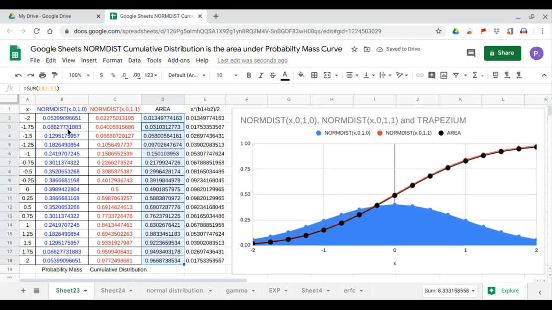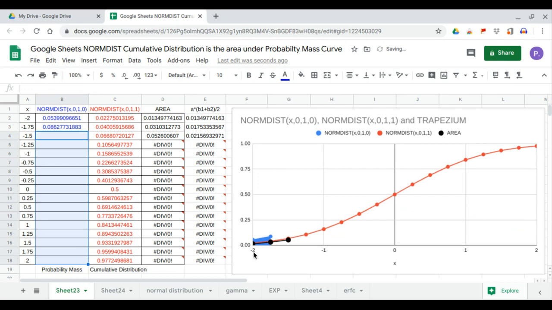Now, if we only leave two trapezoids, you have the area of the two trapezoids. And the area under the two trapezoids is 0.0526, which is an approximation to the exact value, which is 0.0668. So this is the exact value, while this is the approximate.